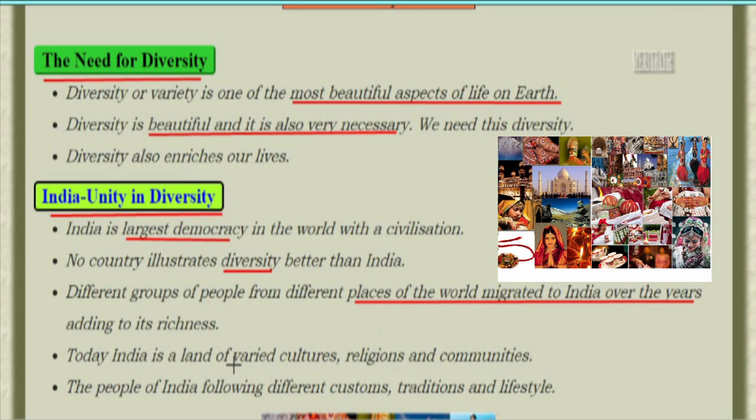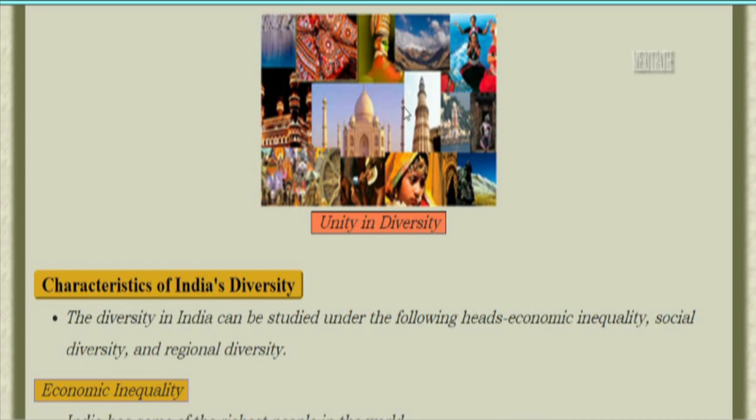We can say that India is a land of varied cultures, religions and communities. There are different cultures, religions and communities in India, and people of India follow different customs. Hindus have different festivals, Muslims have different, Christians have different, Buddhists have different, Sikhs have different festivals. Everybody has different traditions and different lifestyles. In this image, students, you are able to see the unity in diversity. That means people of different states and different religions come together and stand under one name called India.